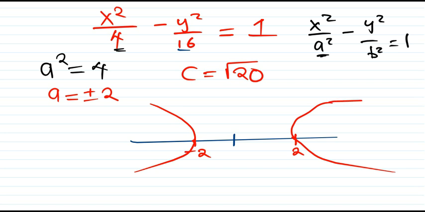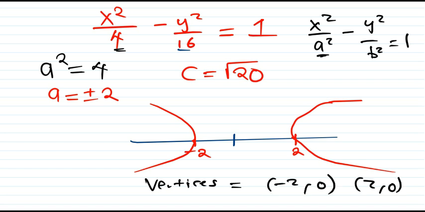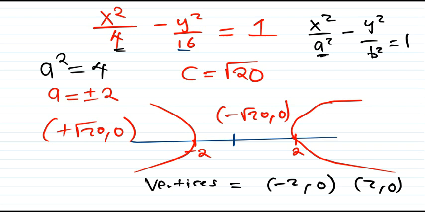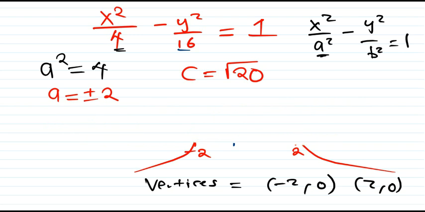So for the vertices, we have -2, 0 and 2, 0. For the foci, that's where we now use c, so it will be plus or minus root of 20, 0. The center is of course the origin, 0, 0.